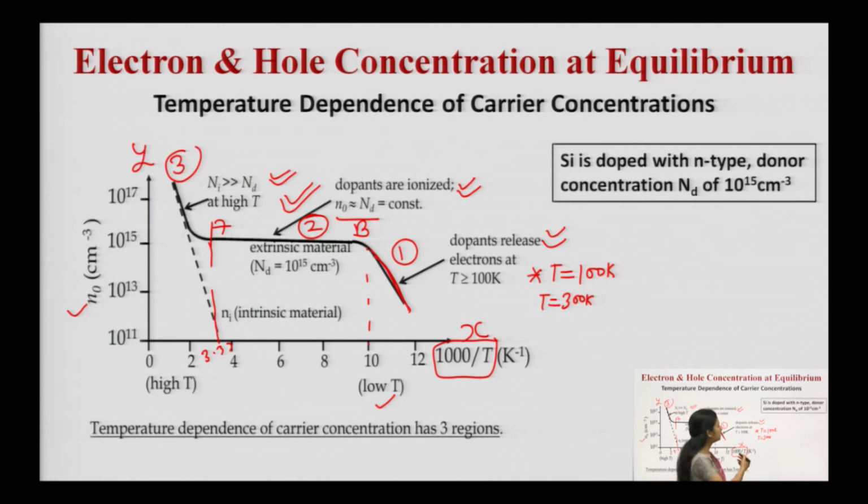Here, the silicon is doped with N type, meaning I have taken the case for N type semiconductors, and the concentration is assumed as 10 raised to the power 15 per centimeter cube. So here N naught and ND will be the same. This is just an example. This is how you can explain the temperature dependence in three regions: ionization region, extrinsic and intrinsic.